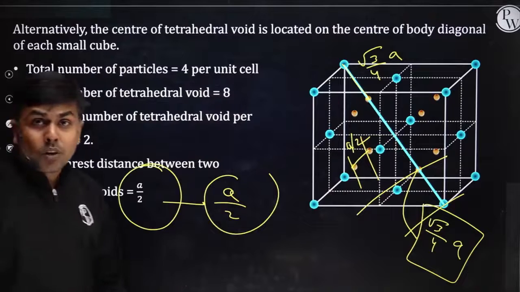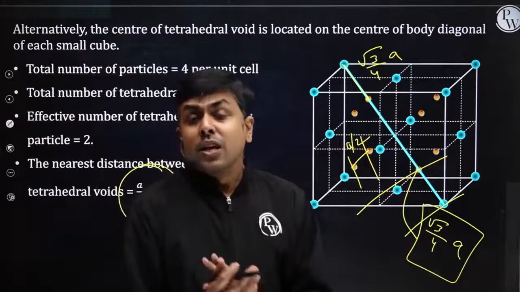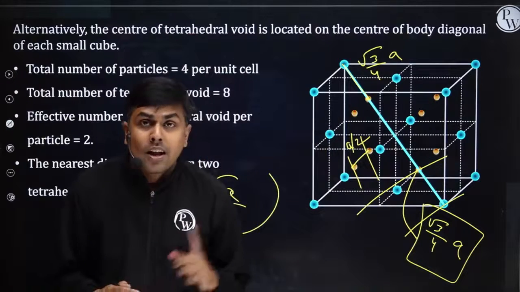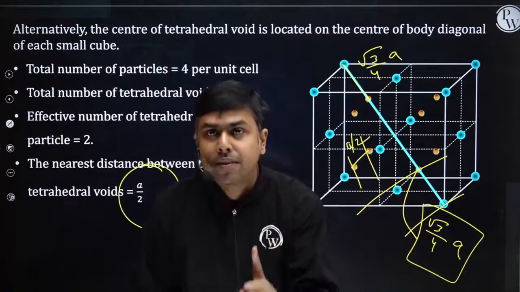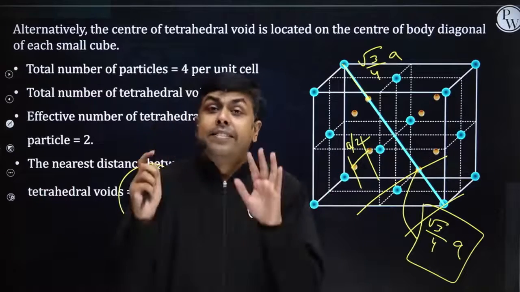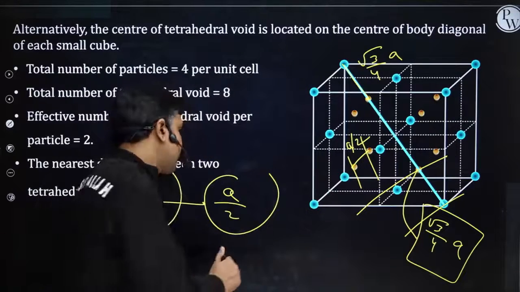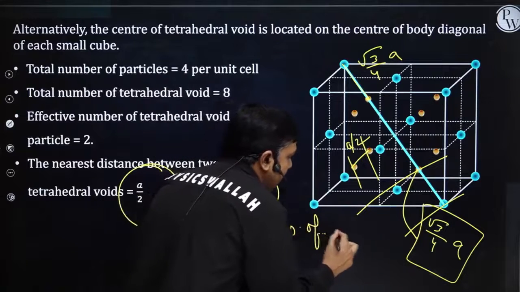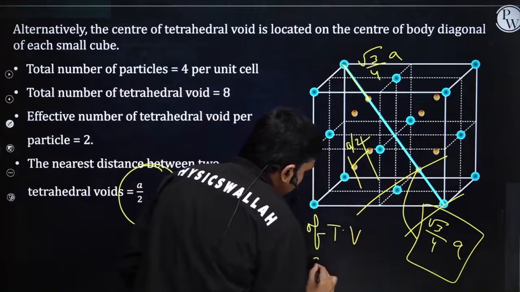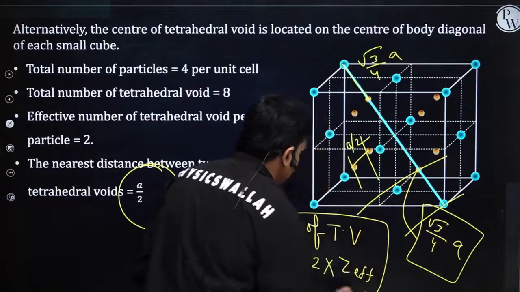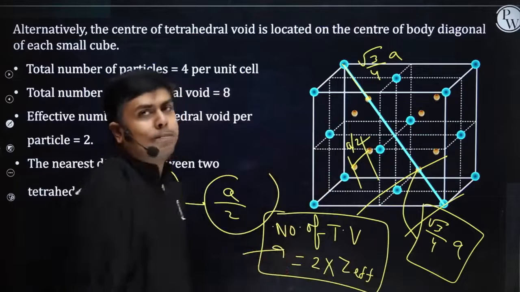Okay, one more thing. In cubical closest packing, the effective number of tetrahedral voids is 2 times Z effective. In any type of closed packing, the number of tetrahedral voids, number of TV, is always equal to 2 into Z effective. Am I clear? Please copy these things.